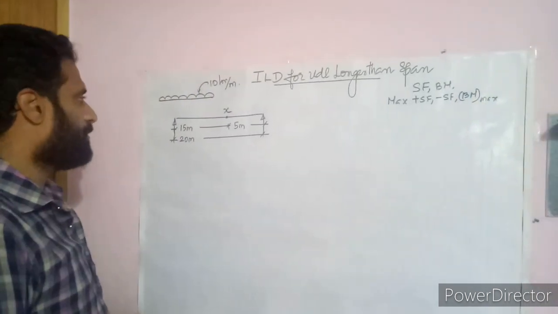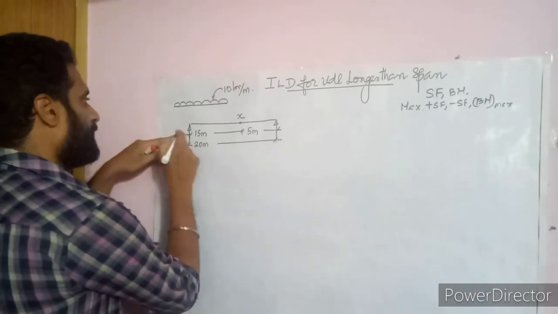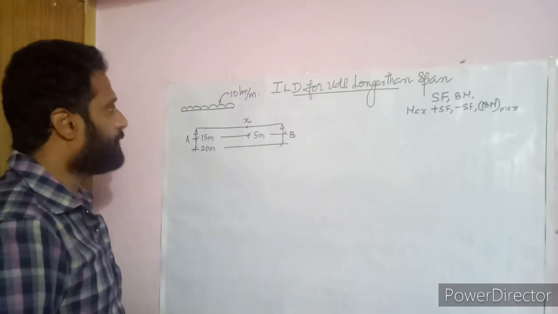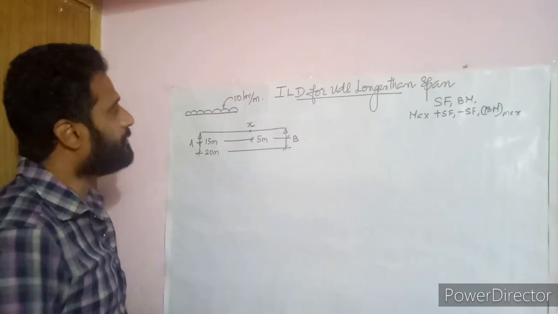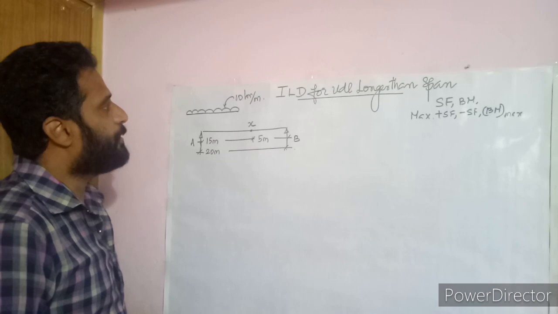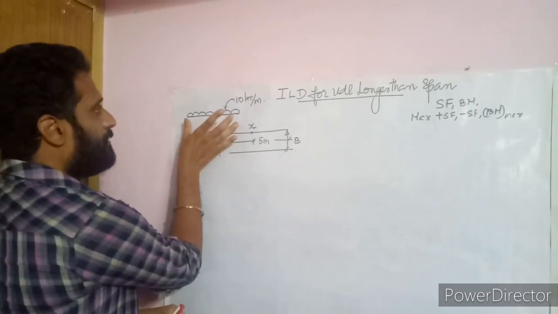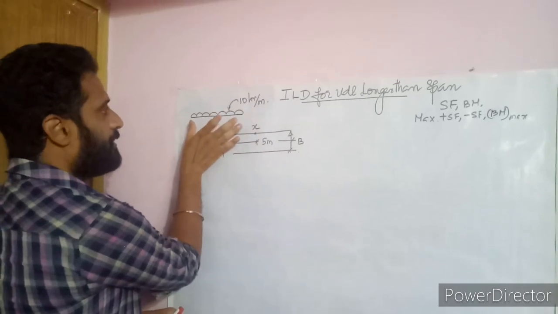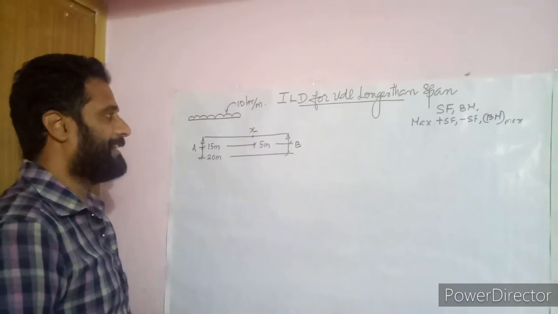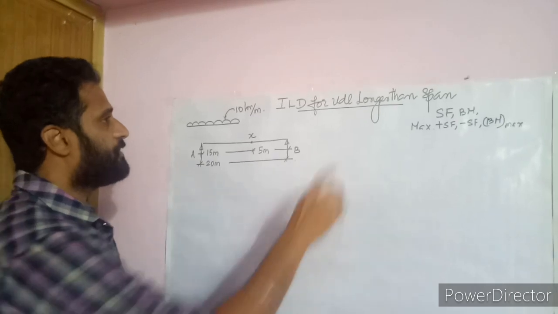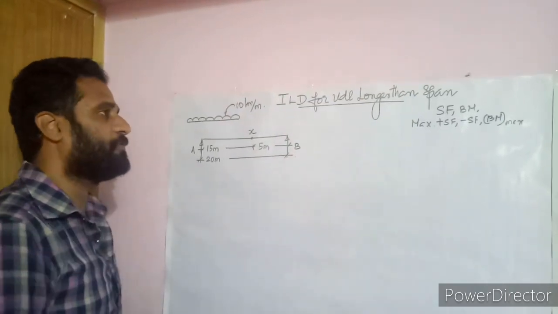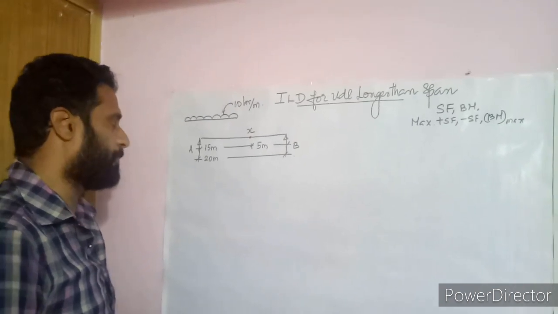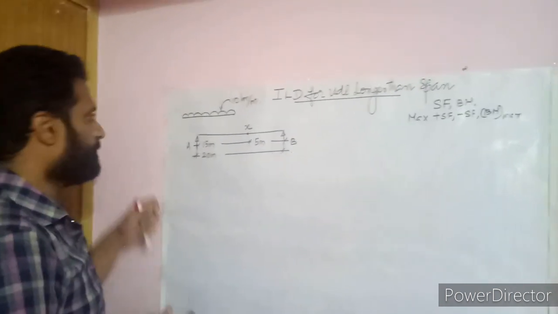It's a simply supported beam AB, which has a 20 meter span over which a UDL of intensity 10 kilonewton per meter is acting. The length of the UDL is longer than the span, so there is no necessity to mention the length of the UDL. For this we need to find the shear force, bending moment, maximum positive shear force, maximum negative shear force, and absolute maximum bending moment. Let me now start the problem.